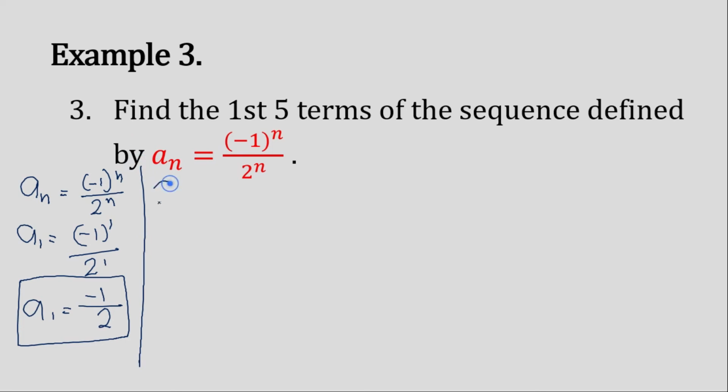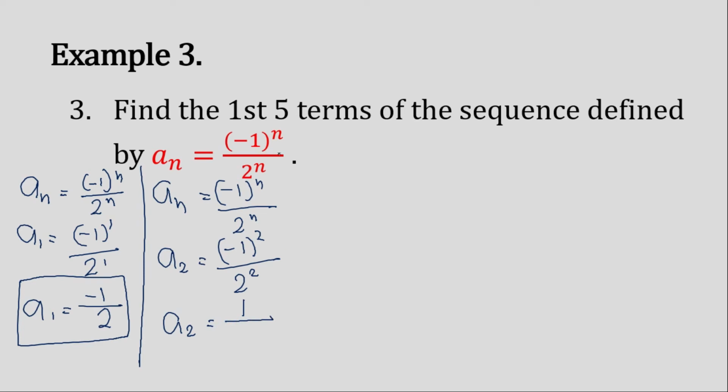For the second term, let's copy again the formula. Negative 1 raised to n all over 2 raised to n. We have a sub 2 equals negative 1 raised to 2 over 2 raised to 2. Again, we change the exponent into 2 because n is the exponent. So we have a sub 2 equals negative 1 squared is positive 1. Remember, if you multiply the same sign, you get a positive sign as a product. So we have 2 raised to 2 is 4. So we have positive 1/4.